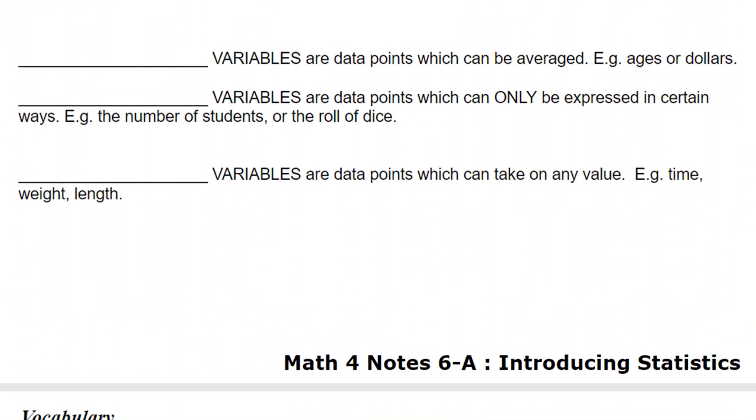With these next three, this is where we get to the quantitative. Don't be confused with the qualitative, but these are the quantitative. Quantity, right? These are data points that can be averaged, like ages. You have an average age, or how many dollars does a person make? Those can be averaged.